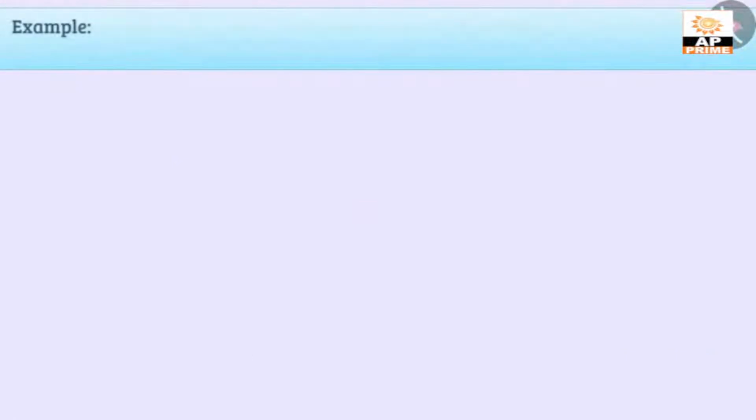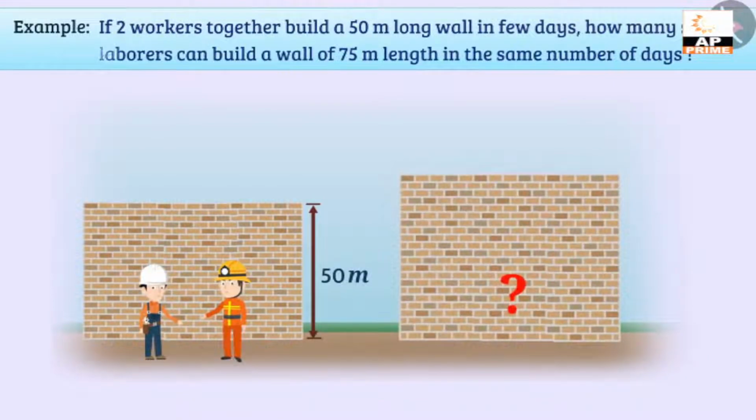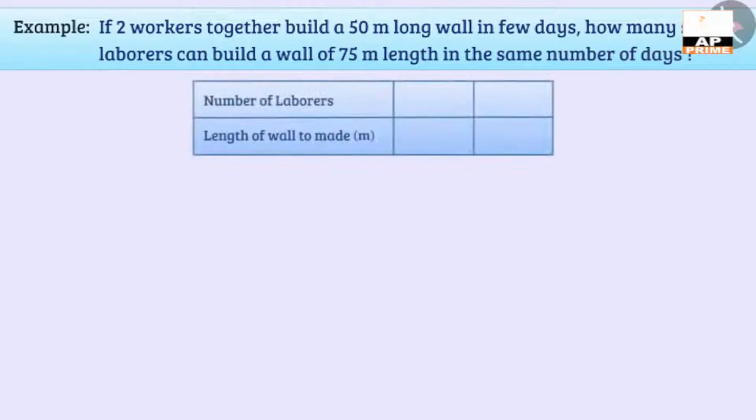Let's see the next example. If two workers together build a 50-meter long wall in a few days, how many such laborers can build a wall of 75-meter length in the same number of days? Here, when the number of laborers is 2, then the wall length is 50 meter. We have to find the number of laborers so that a wall of 75-meter length can be made in the same number of days. Let's say that x laborers make a 75-meter long wall.